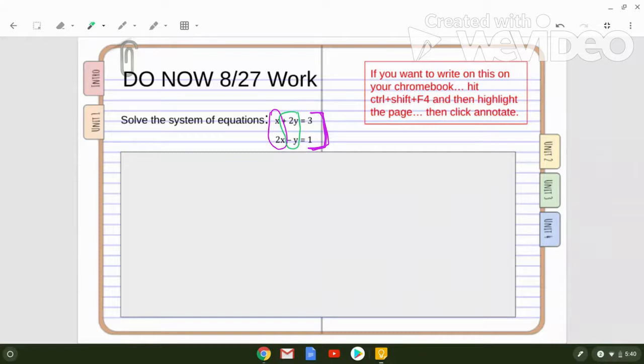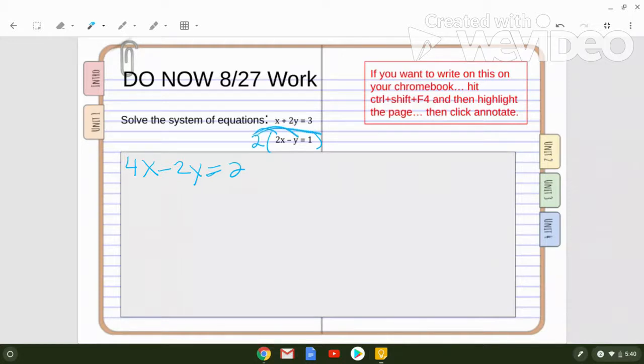So I can take the top equation or the bottom equation and multiply it by a number. In this case, I'm going to multiply by the number 2. I'm going to take this bottom equation and I'm going to multiply the whole thing by 2. So what happens when you multiply this whole thing by 2, you get 4x minus 2y equals 2. Right, you got to distribute to all three.